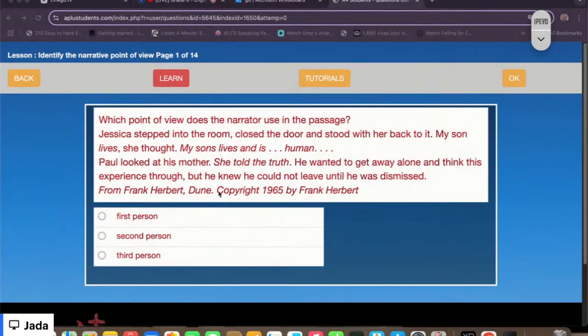All right, so which point of view does the narrator use in the passage? So we have, Jessica stepped into the room, closed the door, and stood with her back to it. My son lives, she thought. My son lives and is human. Paul looked at his mother. She told the truth. He wanted to get away alone and think this experience through, but he knew he could not leave until he was dismissed. First, second, or third?